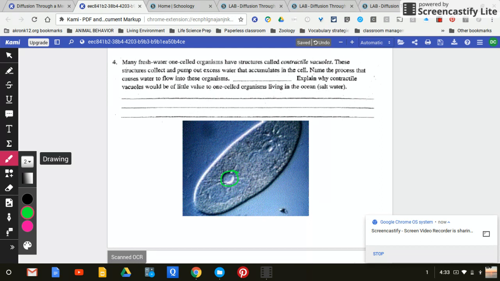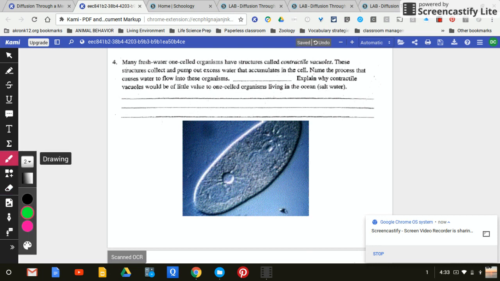I would like you to name the process that causes water to flow into the organisms. There's a name we give to the movement of water. That's what I'm looking for on the line. Then you have to explain why contractile vacuoles would be of little value to one-celled organisms living in the ocean, in salt water. So let me just get rid of that.